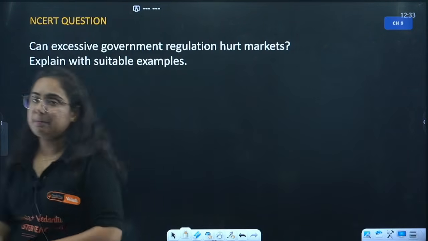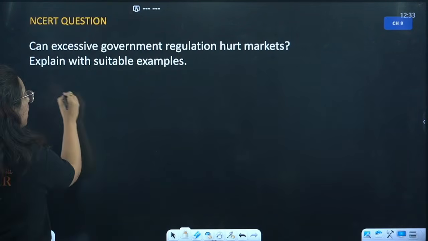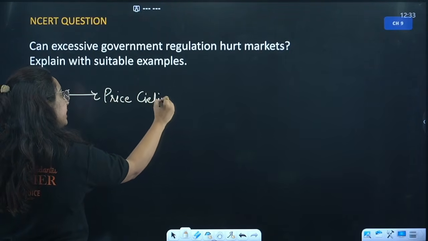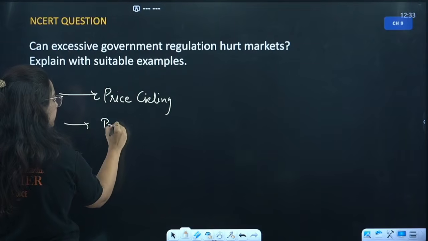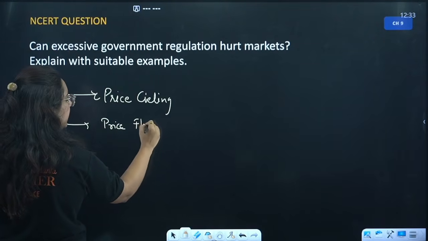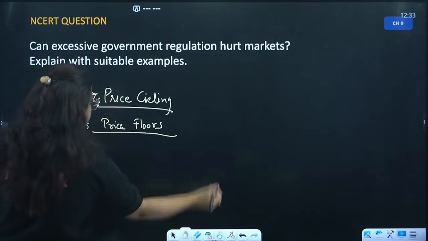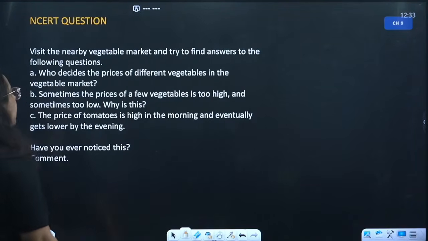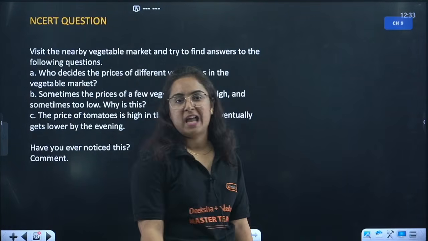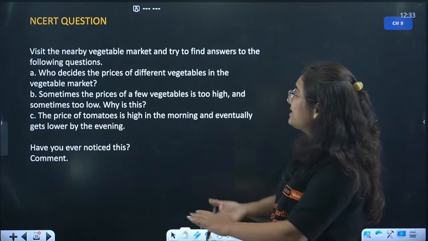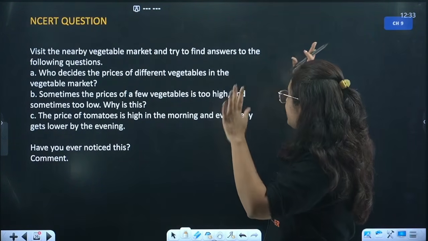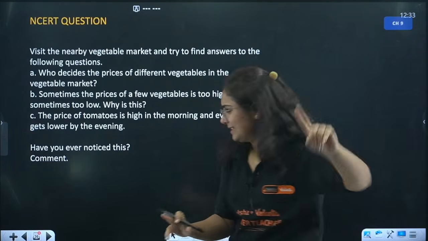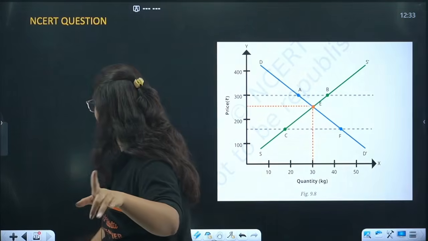Explain with a suitable example. So beta, here we have to talk about points like price ceiling, then price floor. These are the two important key terms which we have to discuss in this type of question. Explain each of them with the help of examples that are already given in the book. And the last question: visit the nearby vegetable market and try to find the answers. By visiting, please, and try the answers. This is to be done by you.